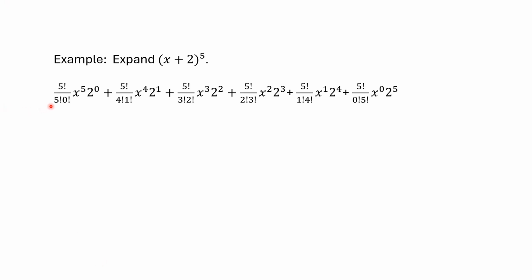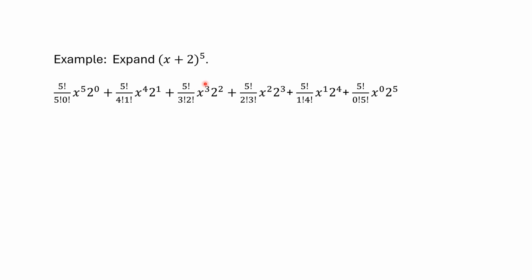Okay, so what we have is the 5th power, so that's 5 factorial over (5 minus 0) factorial times 0 factorial, x to the 5th, 2 to the 0. And this is a 1. 5 factorial cancels with 5 factorial. 0 factorial is 1. Here we have 5 factorial over 4 factorial, which is 5 times 4 factorial over 4 factorial. We get the cancellation. 1 factorial is 1, so this is just a fancy 5.